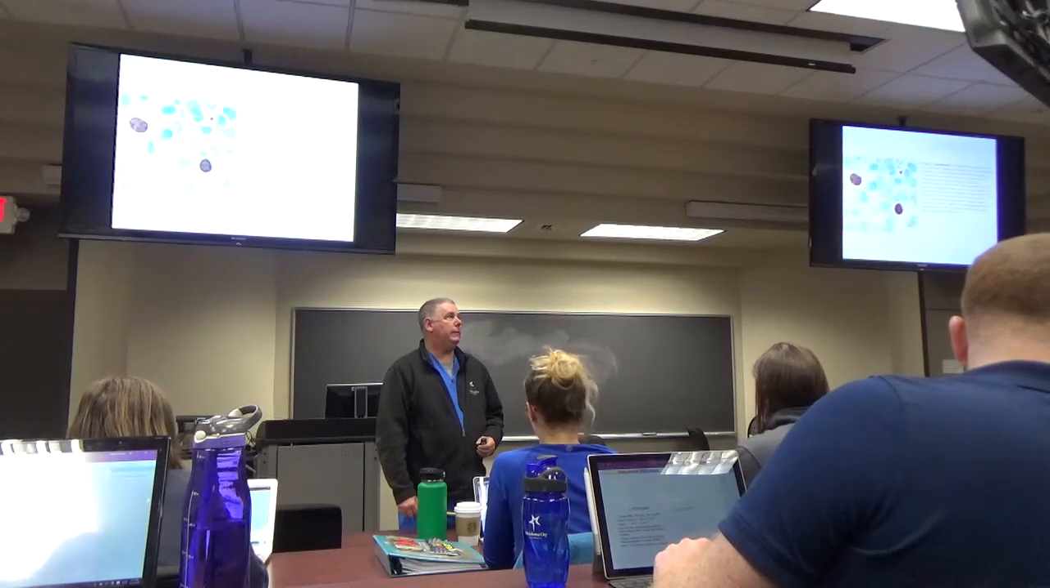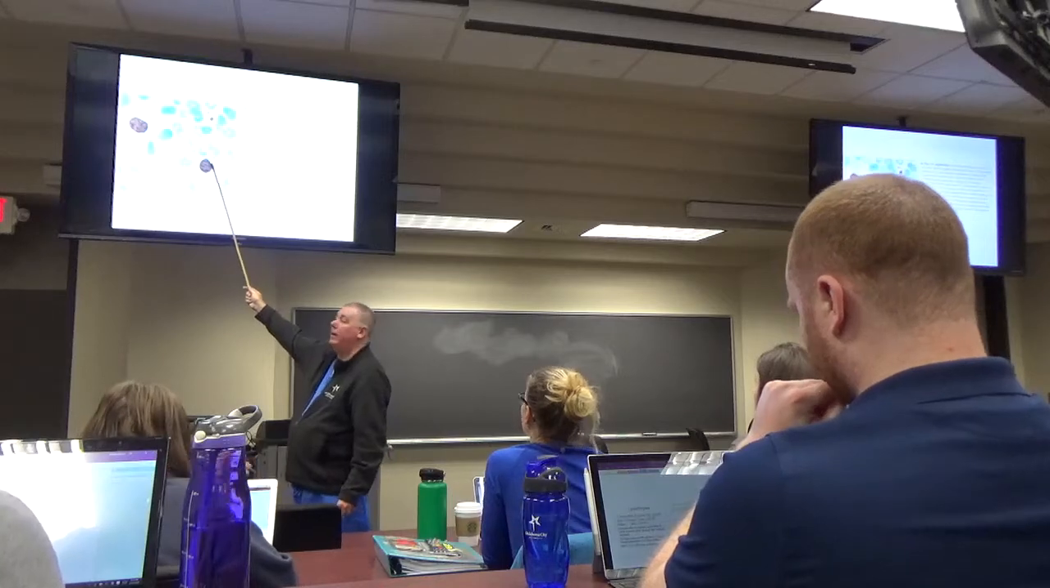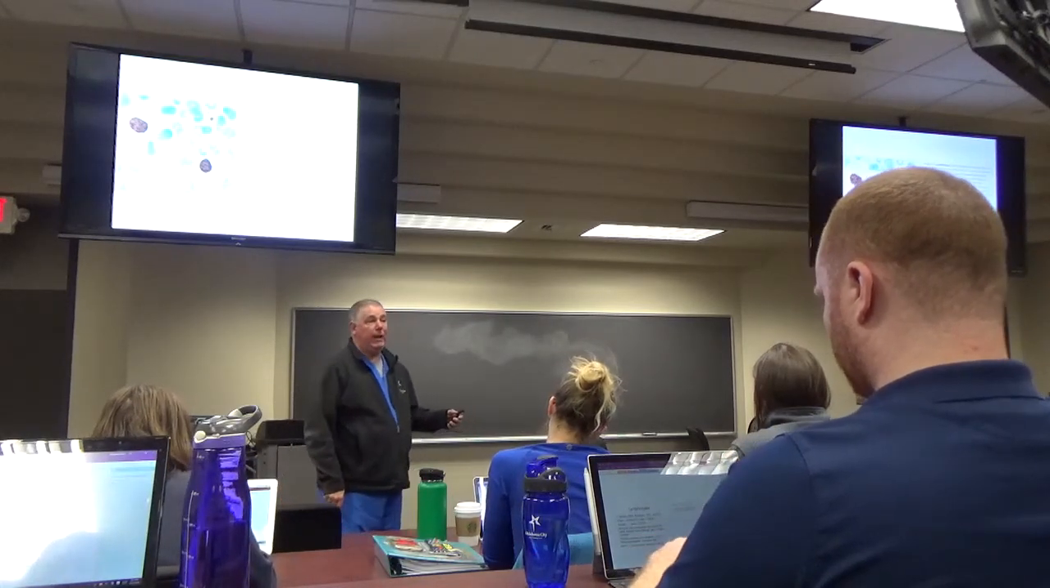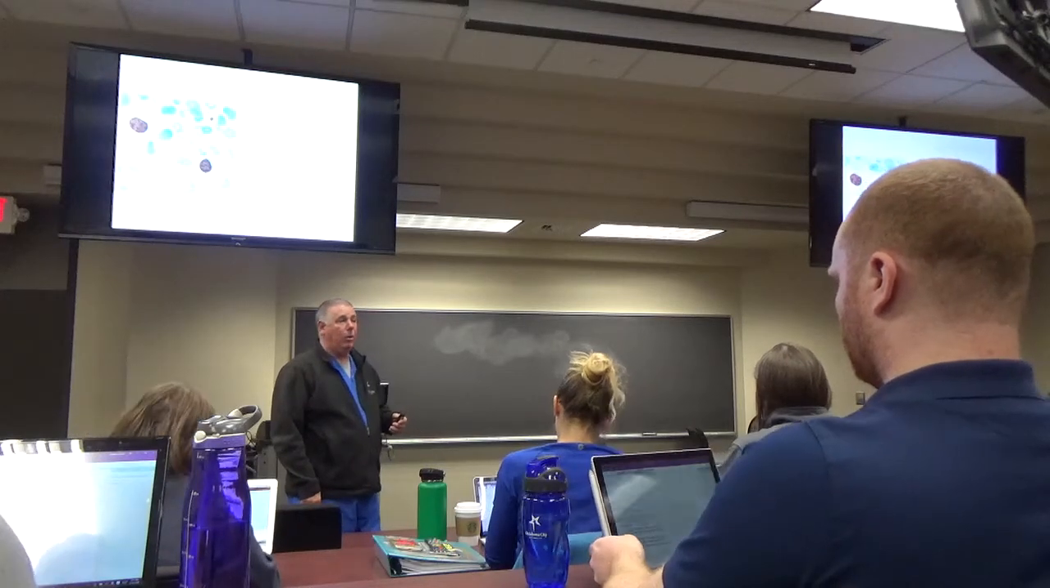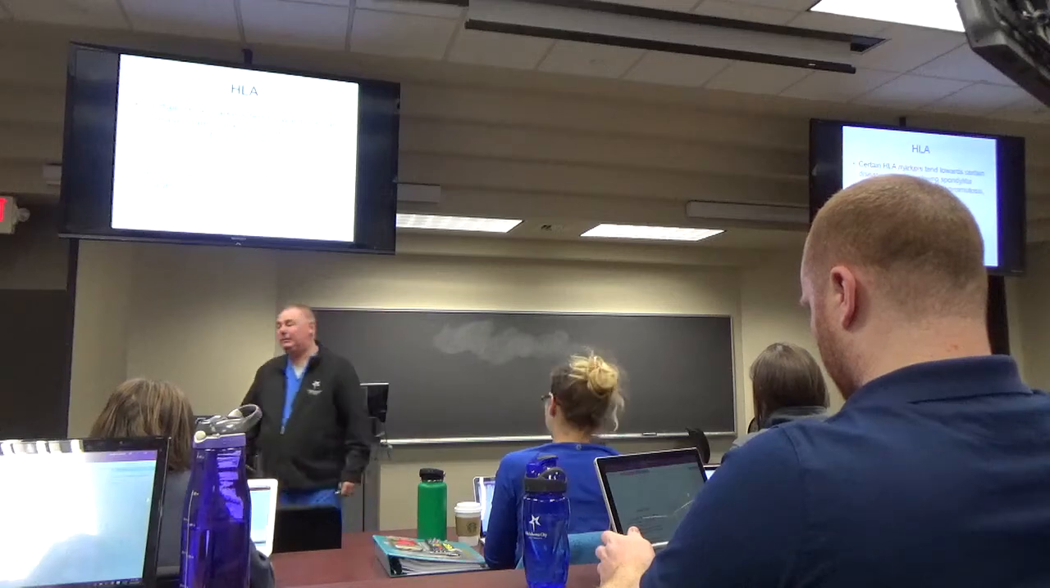All right. This is what a lymphocyte looks like. You don't see the nice granules in there. That's why it's part of the agranulocyte. As I said, histologically, you can't distinguish if that's a T or a B. So let's talk about HLA.